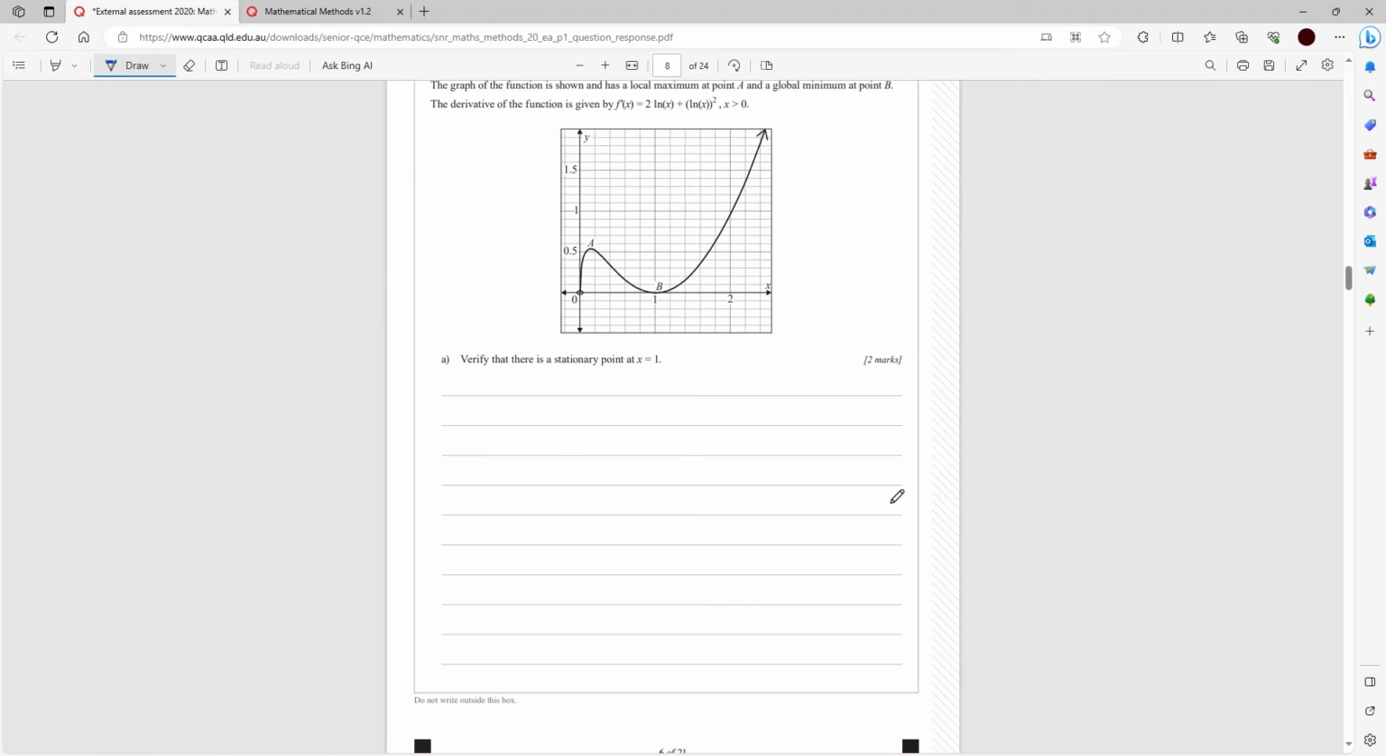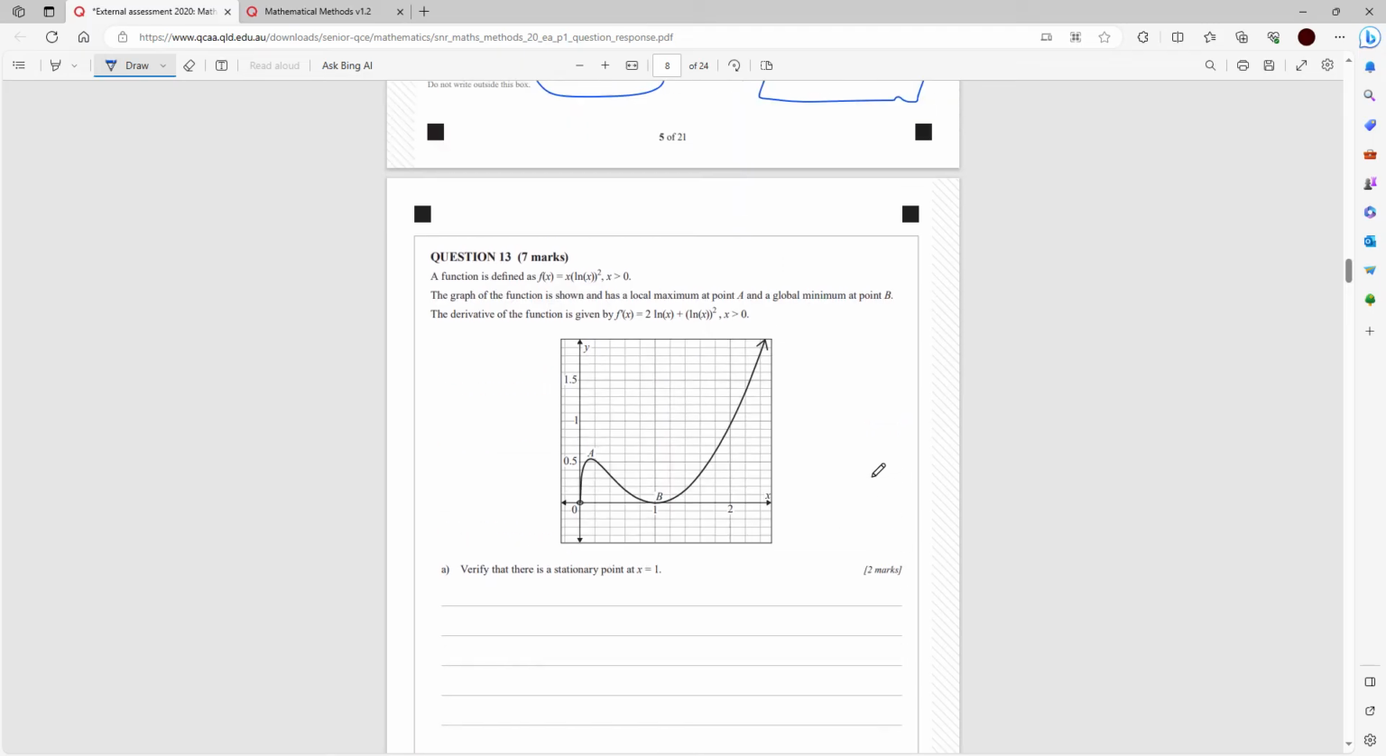Okay, so this question here: a function is defined by f of x is x times natural log of x, all squared. x has to be greater than 0. The graph of the function is shown and has a local maximum at the point A and a global minimum at the point B. The derivative of the function is given by this. Okay. Verify there is a stationary point at x equals 1.